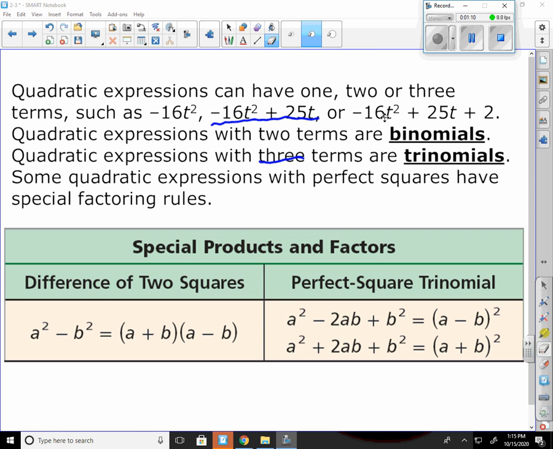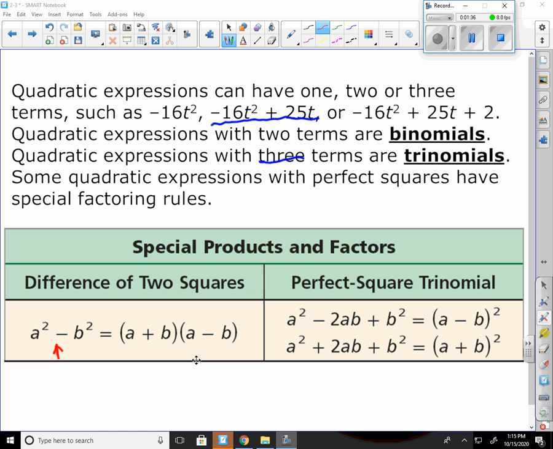Some quadratic expressions with perfect squares have some special factoring rules. So if we're looking at some special products and factors, the first one would be difference of two squares. This is whenever we have a squared term minus, and it always has to be a minus in the middle, another squared term. That would be if we had a plus b times a minus b.